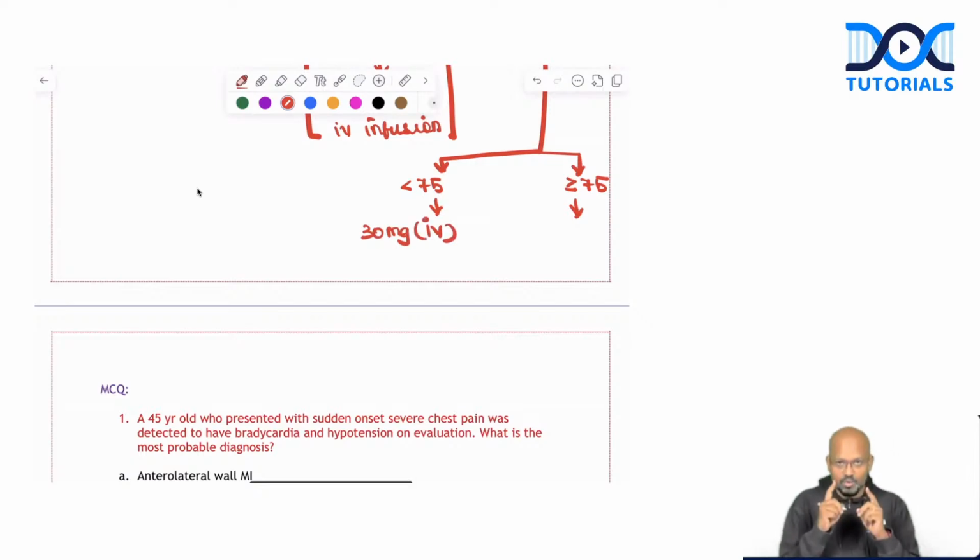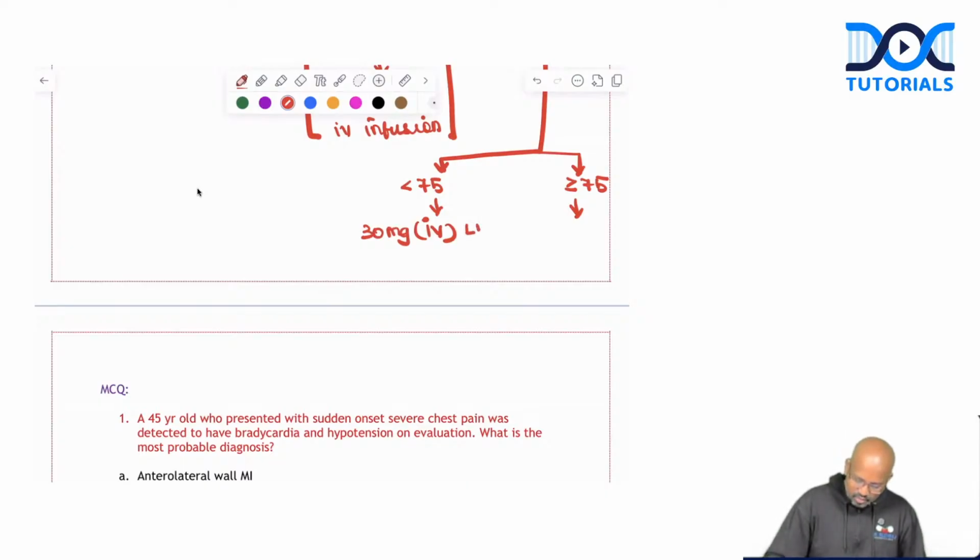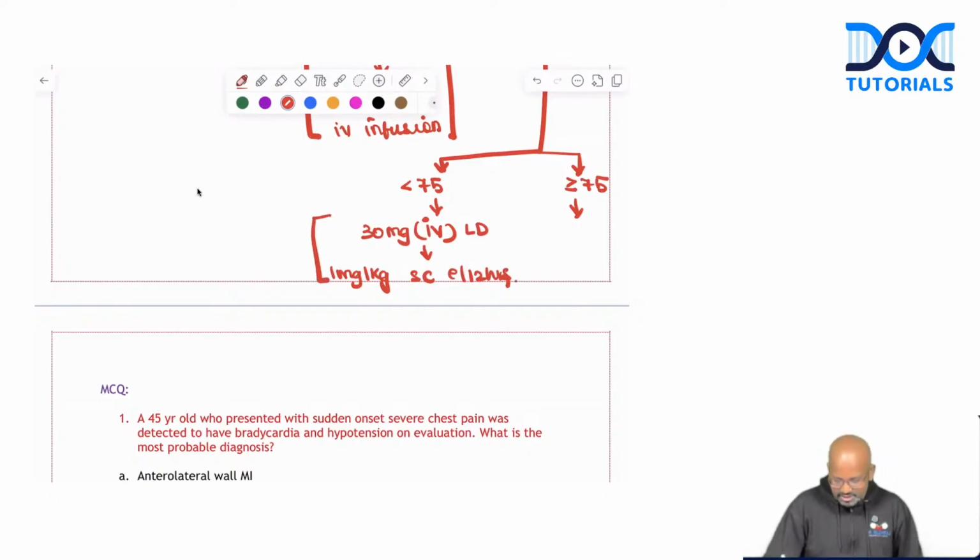Very important, please note it down. 30 milligram intravenous is administered as loading dose, followed by 1 milligram per kilogram given via subcutaneous route every 12 hours. Again, this sequence is important, guys. This dose and the sequence of dose, the drug which we administer. Please note down here we have enoxaparin given via IV route, followed by a subcutaneous route of 1 milligram per kilogram.